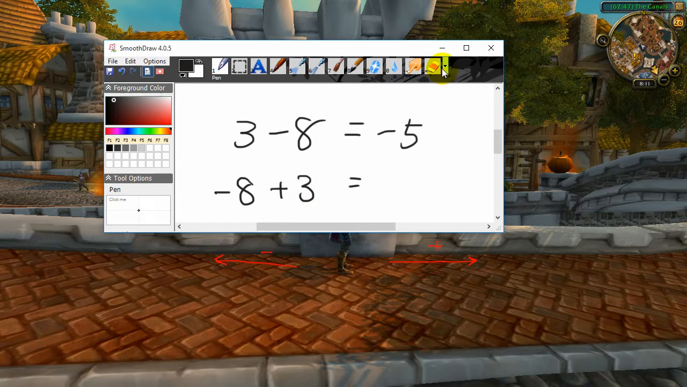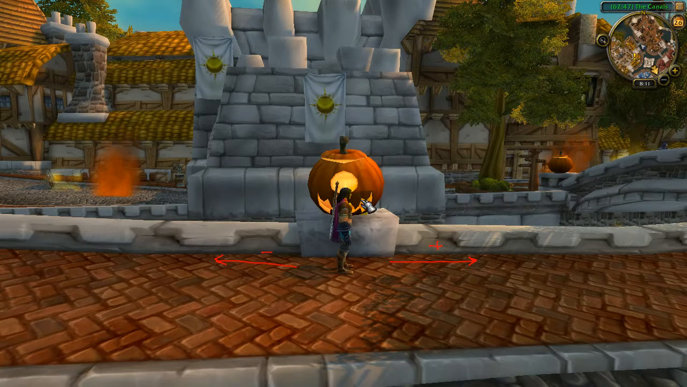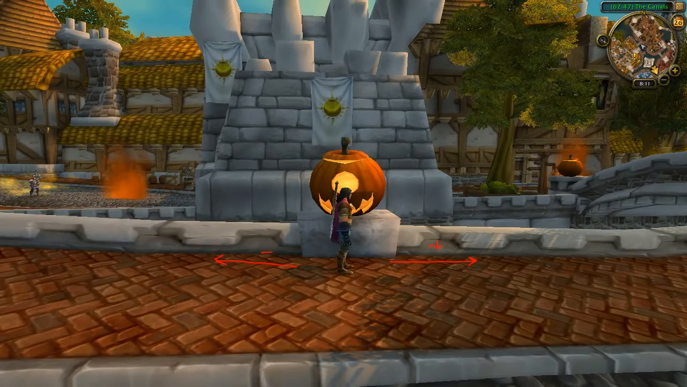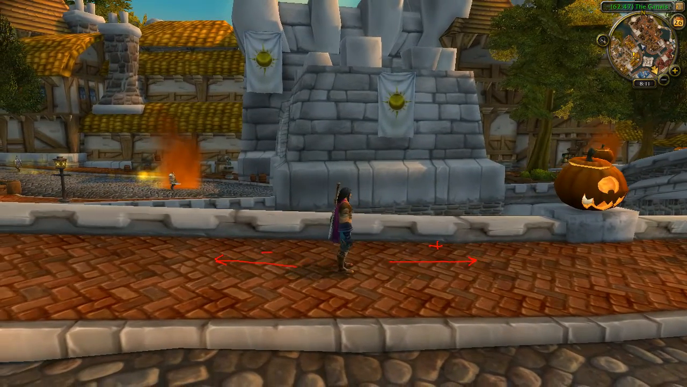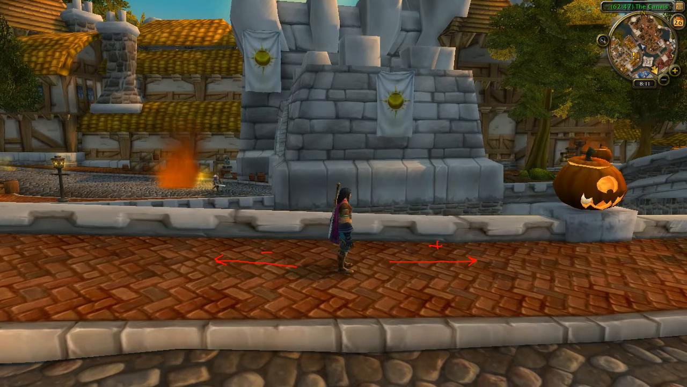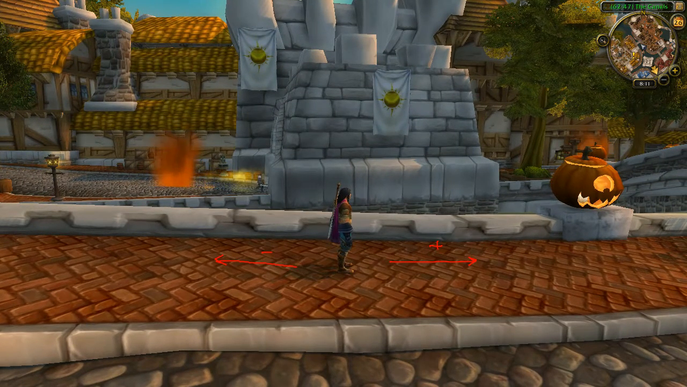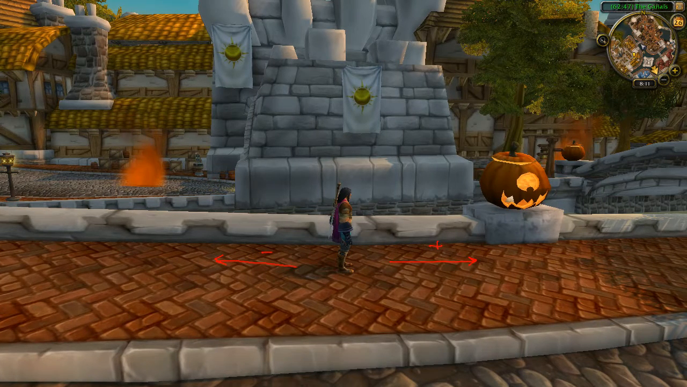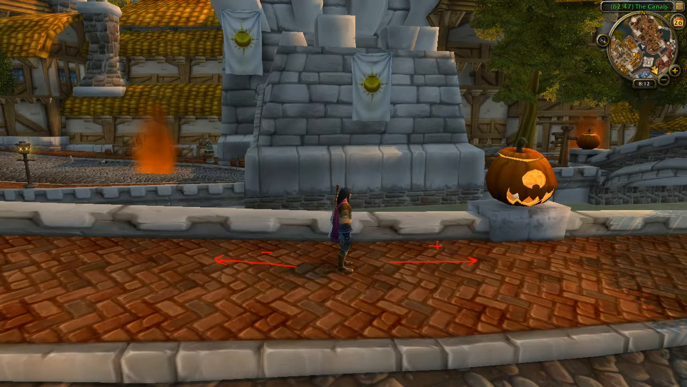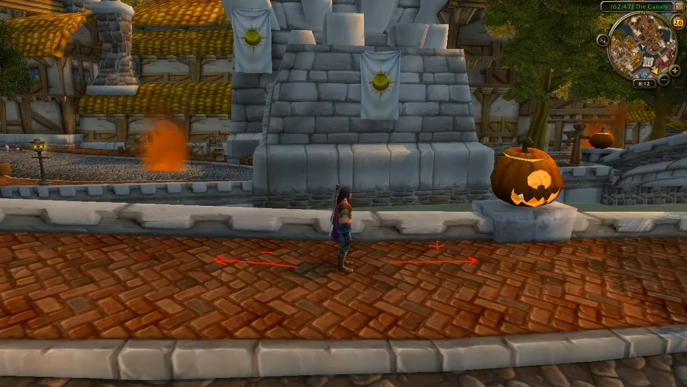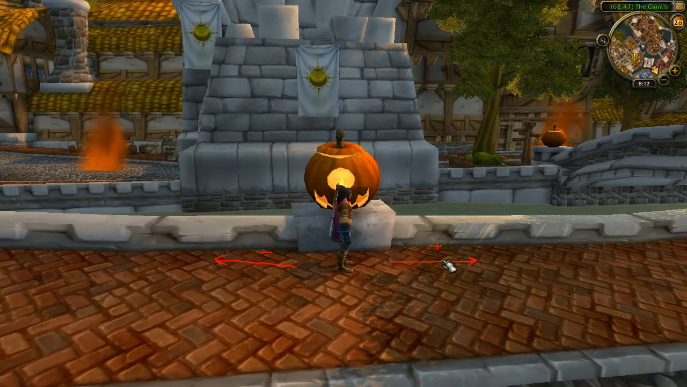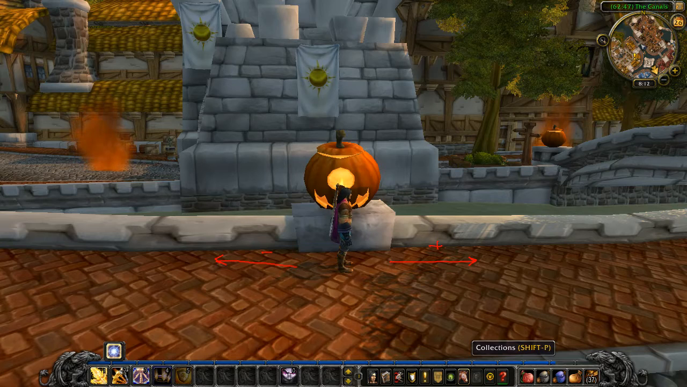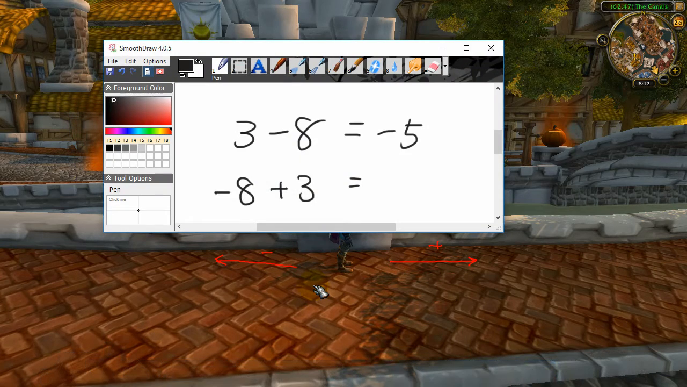Okay, so basically you can just think, I'm going backwards for 8 steps. 1, 2, 3, 4, 5, 6, 7, 8. And now if I plus 3, so I move in the positive direction, 1, 2, 3. Where am I standing right now? I am standing just 5 steps, 1, 2, 3, 4, 5, away from the pumpkin, on the negative side. So the answer is negative 5.